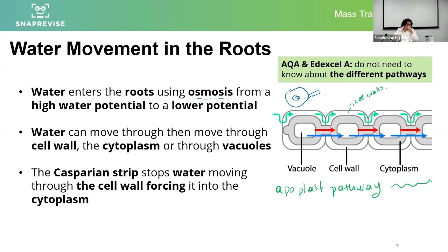Cell walls are made of cellulose, and cellulose is an incredibly hydrophilic molecule, meaning that water can really easily diffuse through it. It's basically what happens if you take a piece of paper and dip one end of it in water: you'll be able to see the water kind of absorbing up.